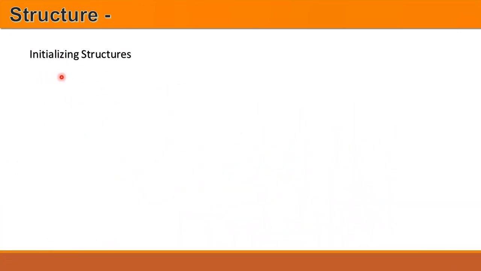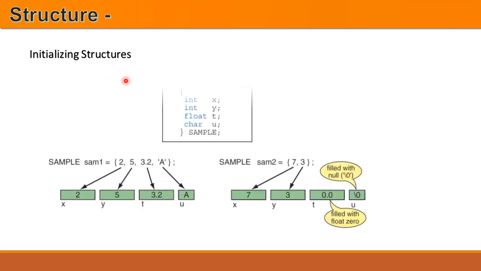Now let's see how to initialize a structure. To initialize a structure, let's consider a structure with integer x, integer y, float t, and character u. These four members are of different types, and the structure has the name sample. If we have to initialize these variables, there are two different ways.